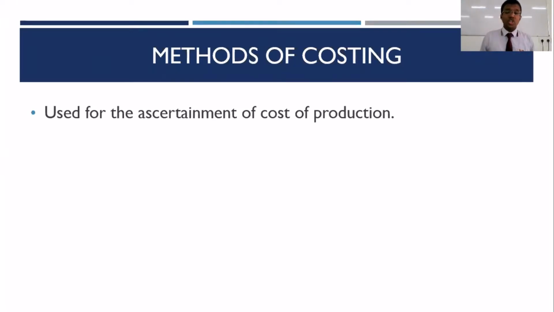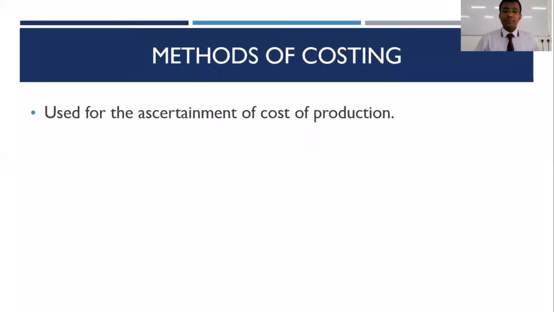Now, indirect costs could be at the factory, at the office, or as a part of your selling and distribution. We would classify them, and then try to find out the total cost. But why are we trying to estimate the total cost? We are trying to estimate the total cost because we would like to know what our cost of production is.